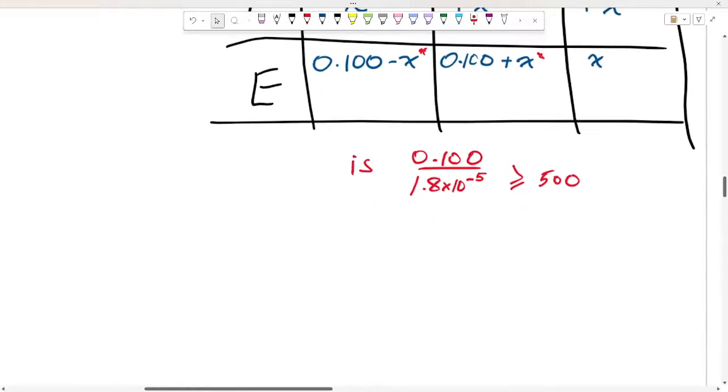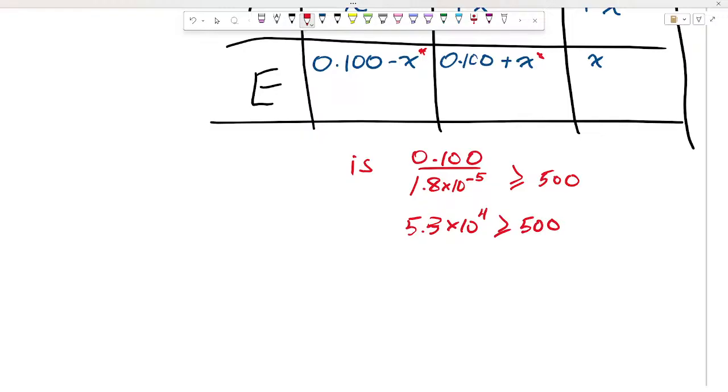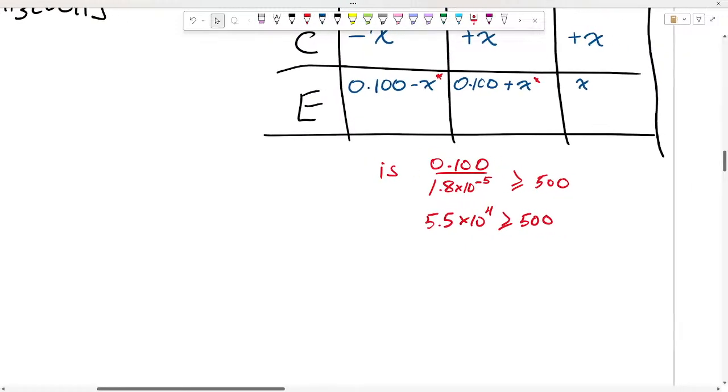And of course it is, right? We can see right away this is going to be 5 point something times 10 to the 4. So it's going to be 5.3 times 10 to the 4. Plenty, right? Plenty big. That is indeed bigger than 500. That is, sorry, 5.5? Okay, that's fine. Point being, real big, right? Ergo, what can we say?